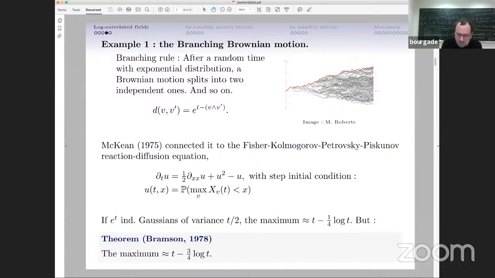And it's really a wonderful thing that McKean has connected this to the Fisher-Kolmogorov-Petrovsky-Piskunov equation, the FKPP. And he found some analog of the Feynman-Kac representation for a solution of one specific PDE, this FKPP. The derivative of u in time is the Laplacian plus a nonlinear term u squared minus u. And so what McKean found is that the probability that the max of all of these trajectories of branching Brownian motion at time t is smaller than x is the solution of this equation when you start with the step initial condition.